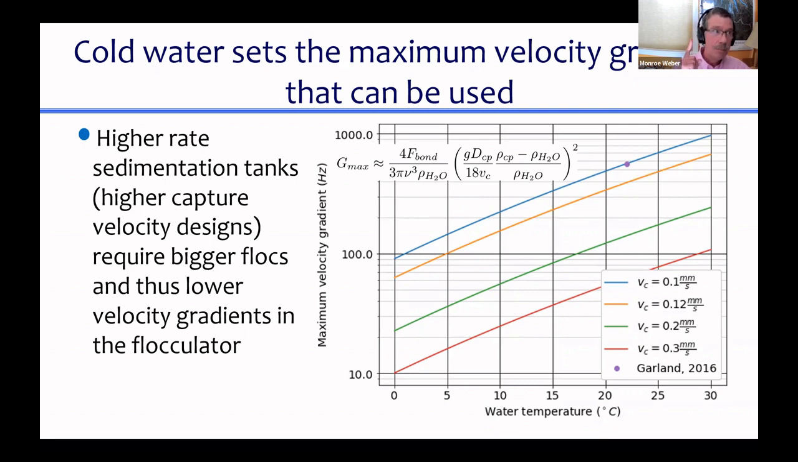Whereas I was completely baffled before because Casey had done these experiments and her purple dot is up there at like 500 Hertz. And it suggested that we could operate at 500 Hertz in a flocculator before we would start seeing deterioration in performance in the sedimentation tank. And that's what she observed. But she was operating at room temperature at 22 degrees Celsius. And so if we take her results and work it down to cold temperatures, then all of a sudden we can't operate a flocculator at 500 hertz.